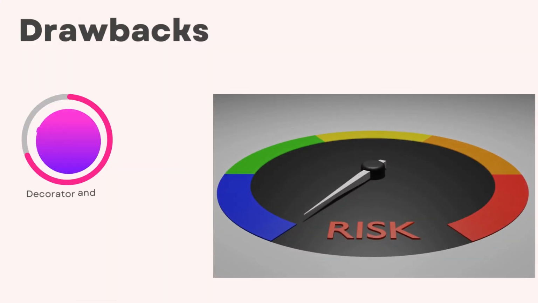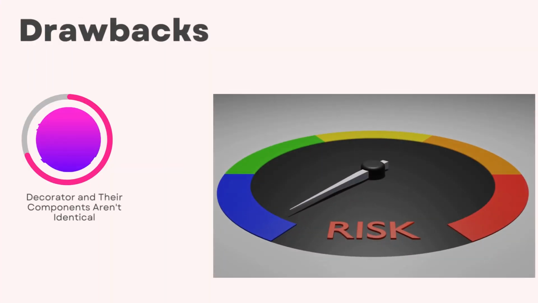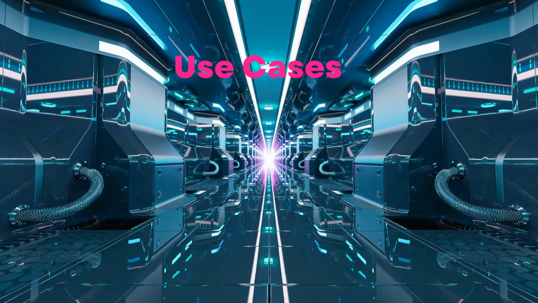Second, decorators and their components aren't identical. Unlike a tree and its decorations, decorators aren't identical to the objects they decorate, which can complicate code maintenance and also understanding. Let's talk about the use cases.